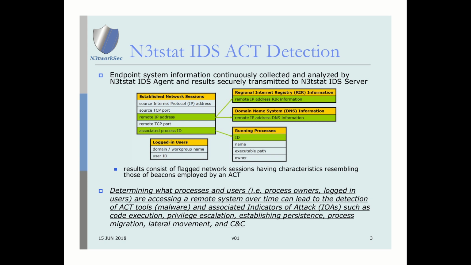Determining what processes and users, that is, process owners and logged-in users, are accessing a remote system over time can lead to the detection of malware and associated indicators of attack, such as code execution, privilege escalation, establishing persistence, process migration, lateral movement, and command and control.